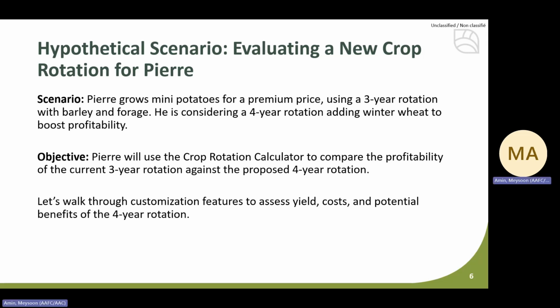Pierre aims to use the PEI crop rotation calculator to help evaluate whether adopting the new 4-year rotation might be more profitable than his current 3-year rotation, while accounting for potential yield changes, costs, and benefits. Let's walk through how Pierre can use the customization features of the crop rotation calculator to evaluate this new 4-year rotation.